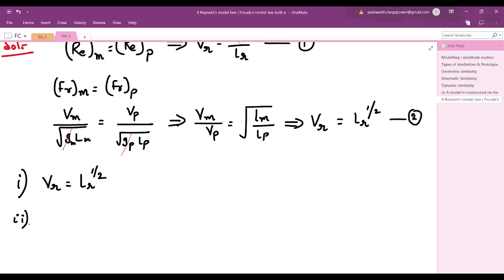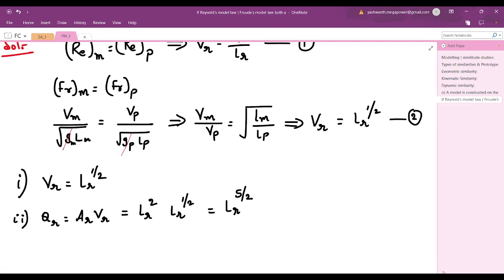Now, the second part of this question is asking discharge. So discharge QR, we know the discharge formula is Q is equal to AV. Therefore, QR is equal to AR into VR, right? Now, what is AR? It is LR square. Now, what is VR? VR is nothing but LR to the power 1 by 2. Upon simplifying this, we are going to get LR to the power 5 by 2. This is the second part of the question.